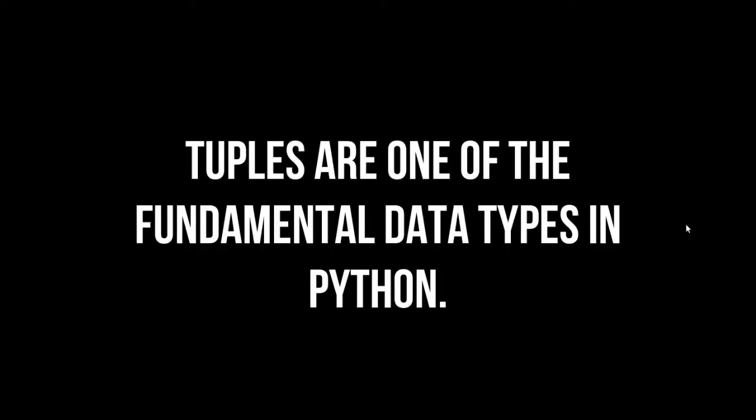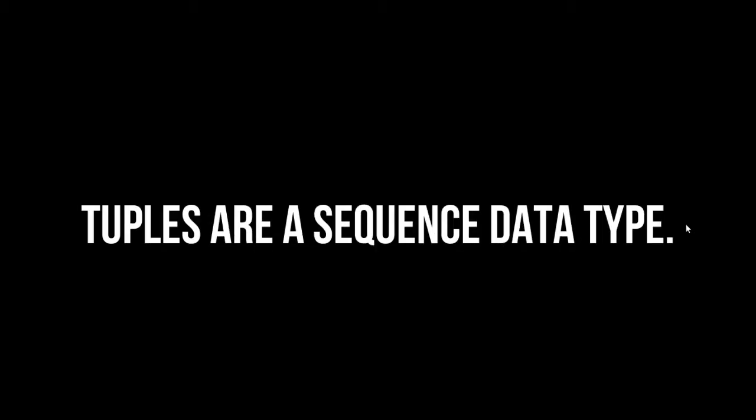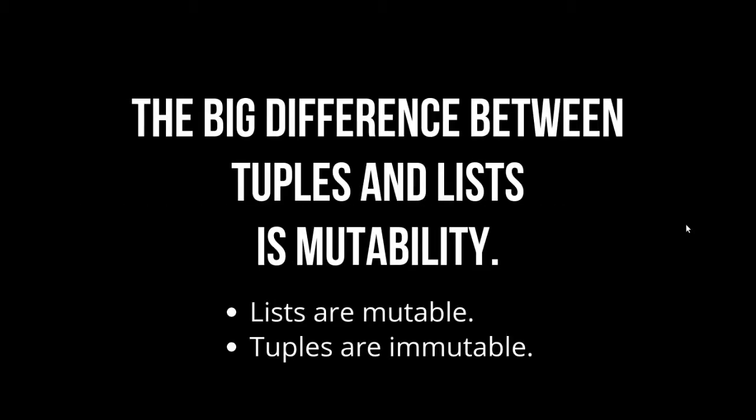In this video, we're going to be talking about tuples. It's one of the fundamental data types in Python, and you've probably encountered it quite a bit, and maybe you're wondering, well, what exactly are they? So tuples are a sequence data type. So they're very similar to lists. The big difference between a tuple and a list is that tuples are immutable and lists are mutable. That means that tuples really can't be changed and lists can.